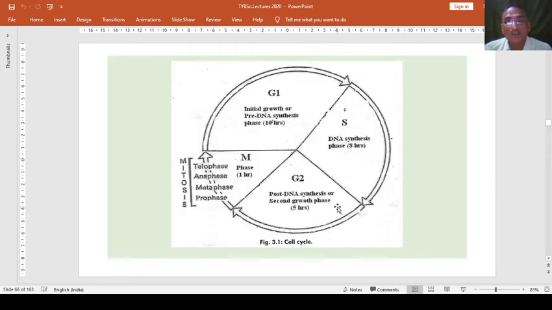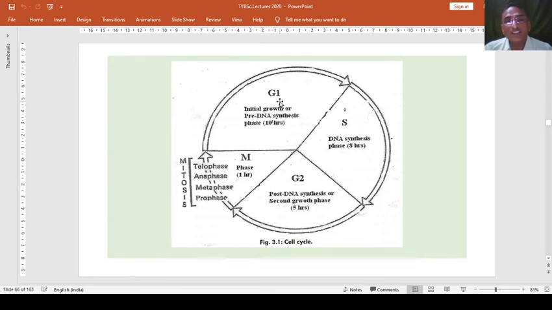This is the diagrammatic presentation of the cell cycle: G1 phase, S phase, G2 phase and M phase. So G1 is the first growth phase and G2 is the second growth phase. In between these two is the S phase or synthesis phase, where the material is synthesized for the development of that particular activity. And finally, the mitotic phase or dividing phase or M phase. So these are the four phases: G1, S, G2, M.